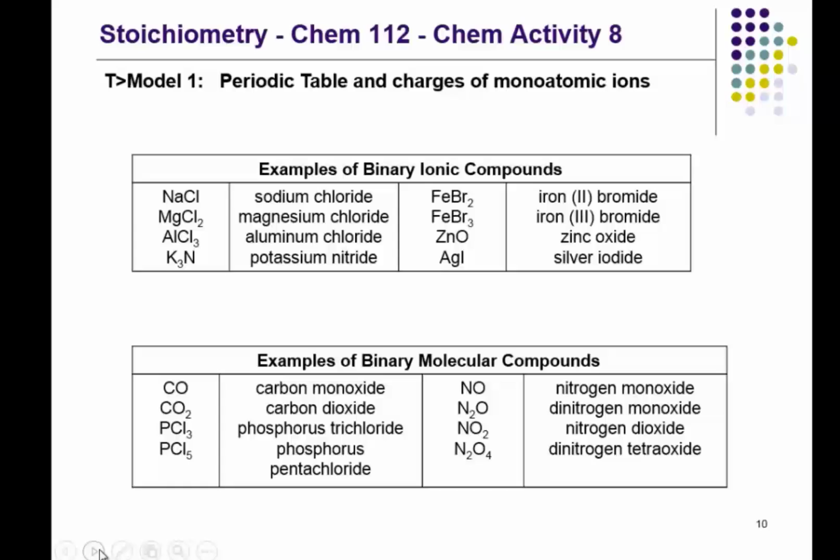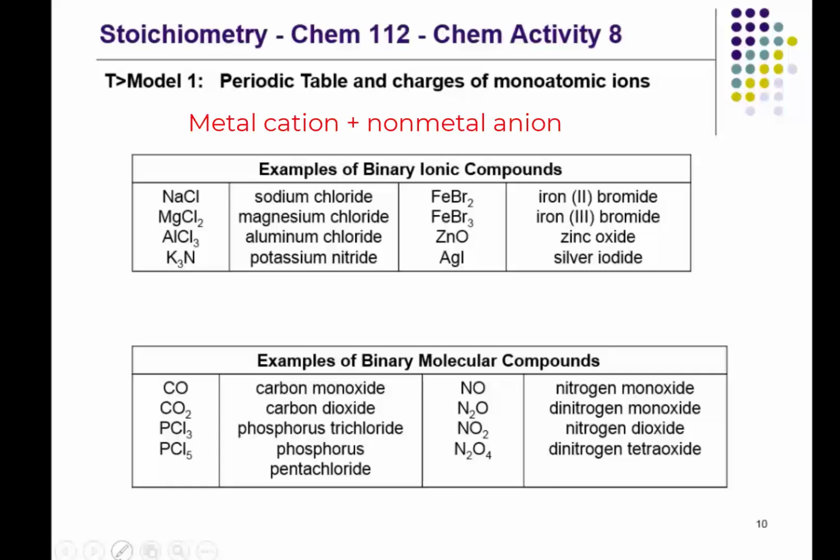At this point of the chemact8, we need to make a comparison of two different kinds of binary compounds. I'm looking at the chart or table that's found in the front page of this chemact8. We have examples of binary ionic compounds, and we have examples of binary molecular compounds. Now, one of the things that I'd like you to notice is that in binary ionic compounds, you have both metal cations and nonmetal anions present in the compound.